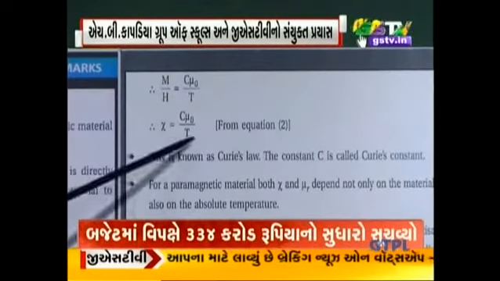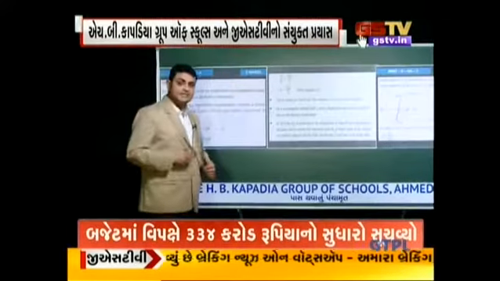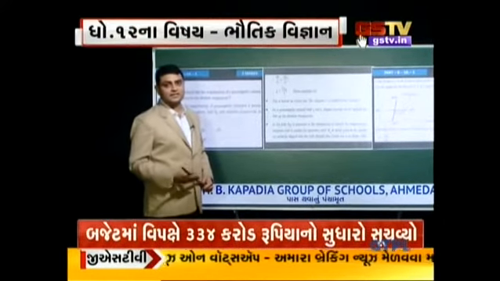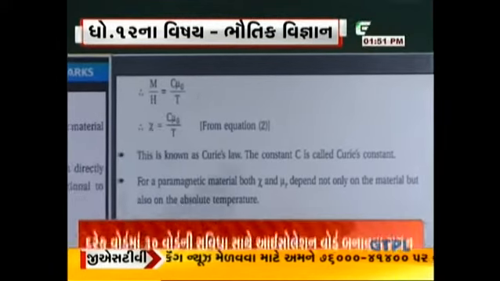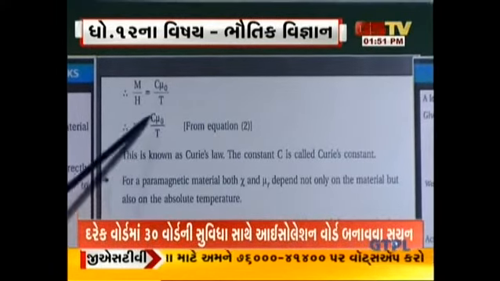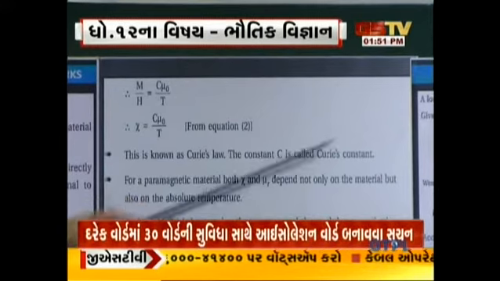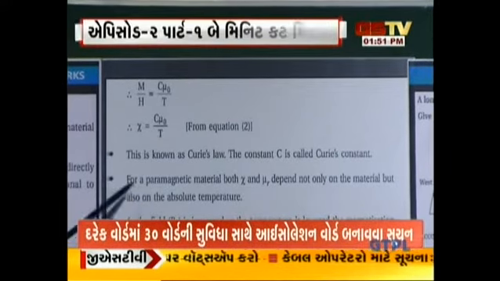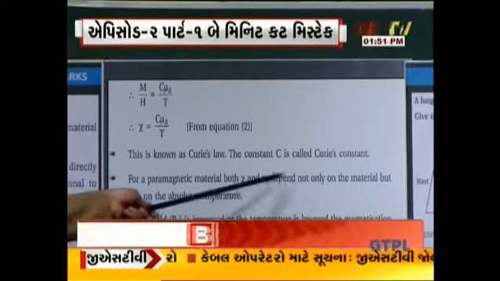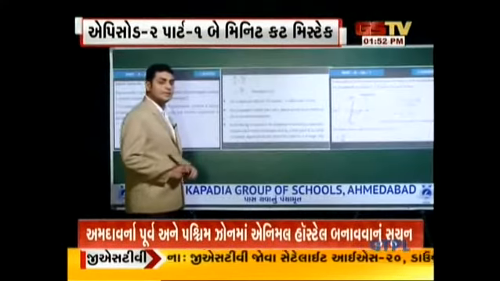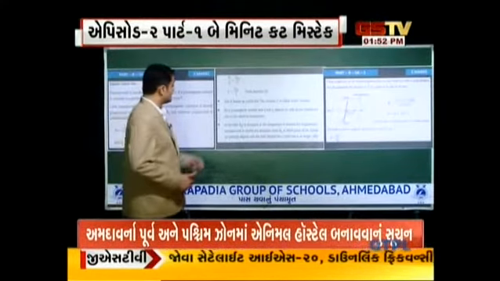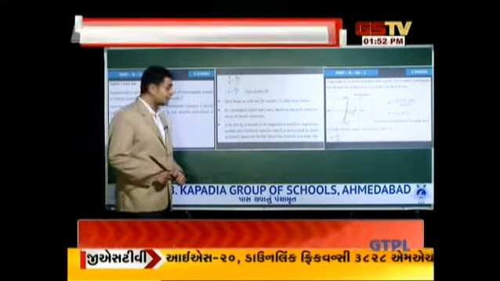That is, susceptibility depends on temperature. So we can change the susceptibility of a material by just changing its temperature. That was a wonderful thing. We can also change the permeability as well. This equation is known as Curie's law, and C is called Curie's constant. For a paramagnetic material, chi and mu do not depend only on the material, but also on temperature. This was established with the help of this equation.